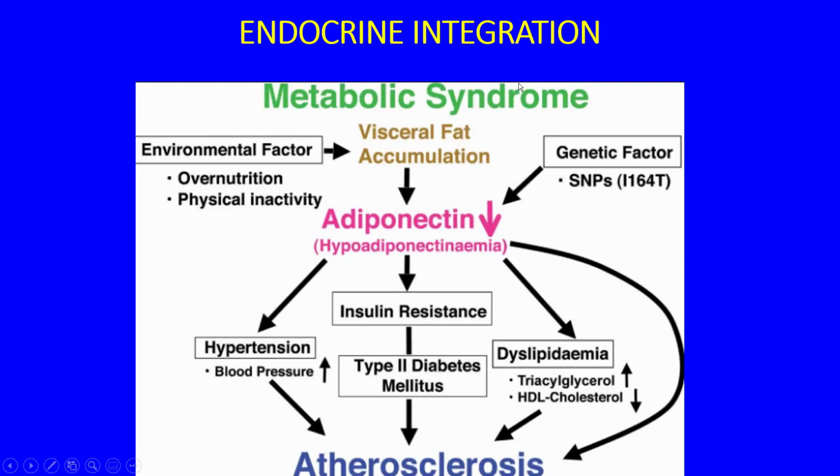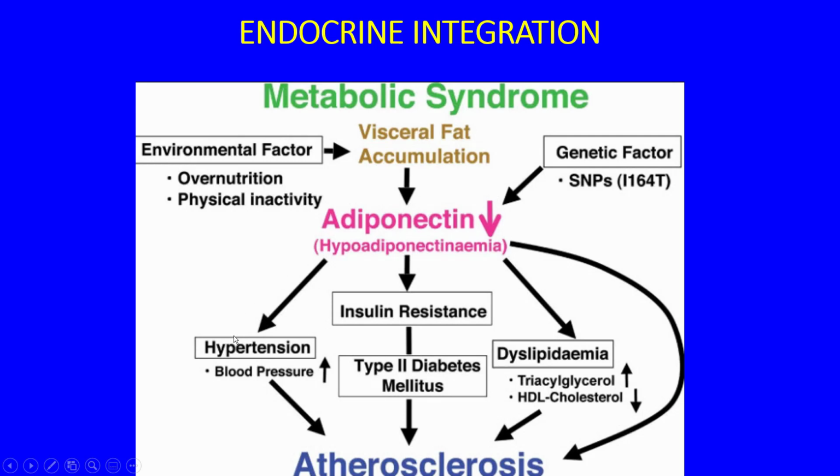As you can see here, here's metabolic syndrome. And we have overnutrition and physical inactivity as the environmental factors. This is going to lead to visceral fat accumulation. You might also have genetic factors, such as single nucleotide polymorphisms, particularly of this one here. This is going to lead to a reduction of adiponectin, okay?